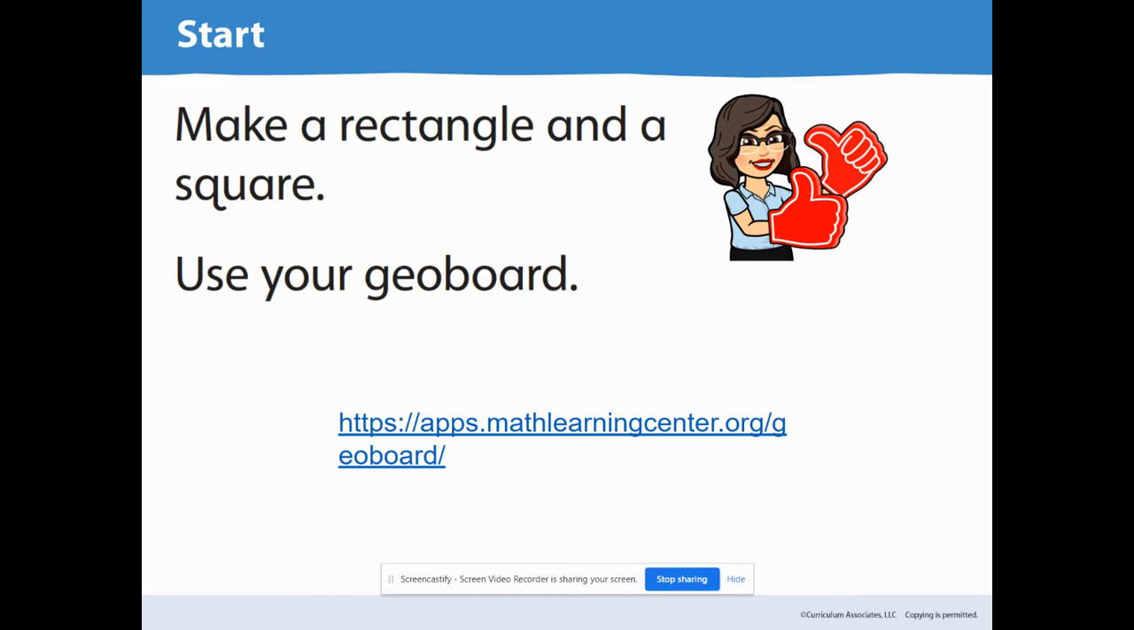Good question. A geoboard is a board with different dots. This one has dots, and you can use rubber bands to make shapes. So in class, we would be using them, but right now we're not in class, so we're going to use a virtual geoboard. This is really cool. It's going to be in your Google Slides for today. So let's go so I can show you how to use that.